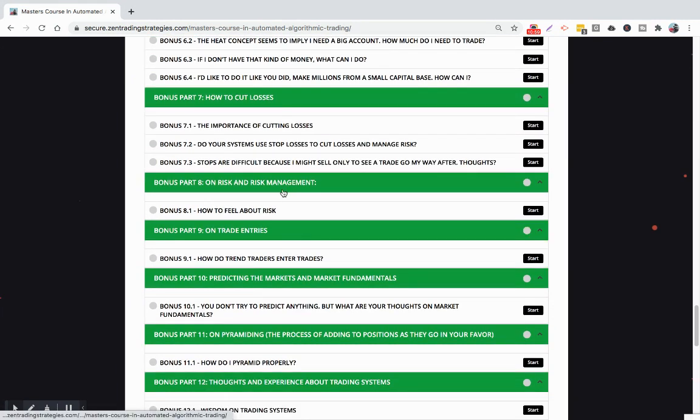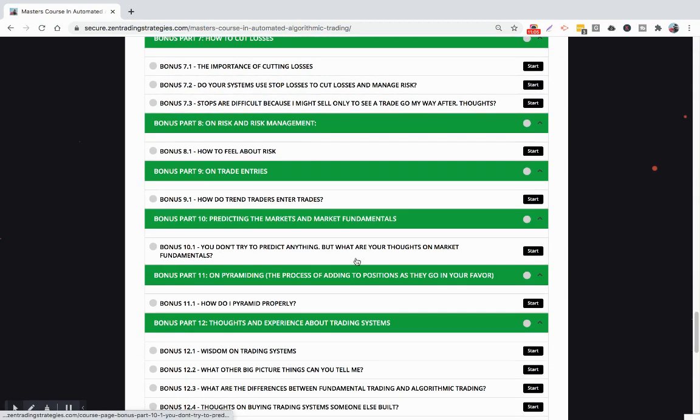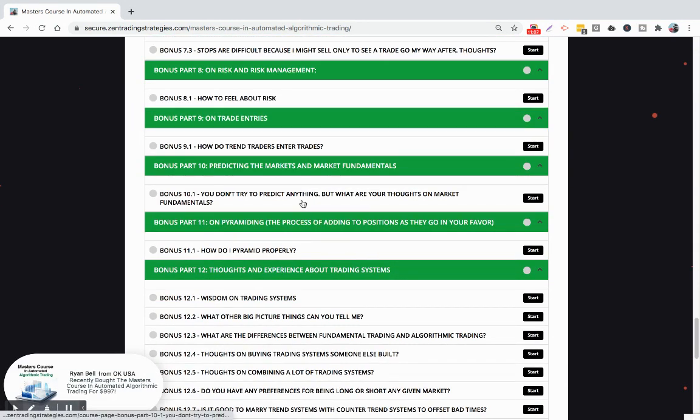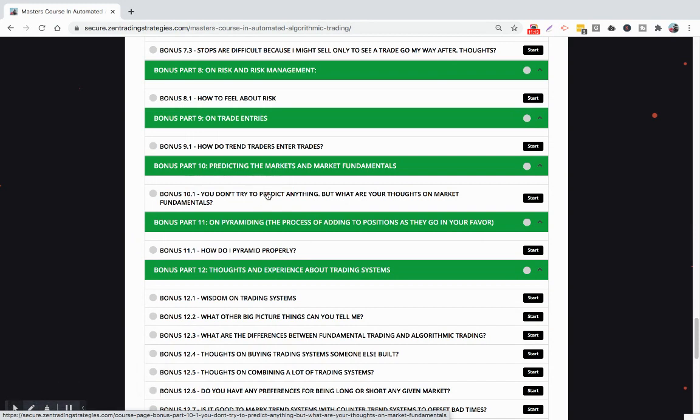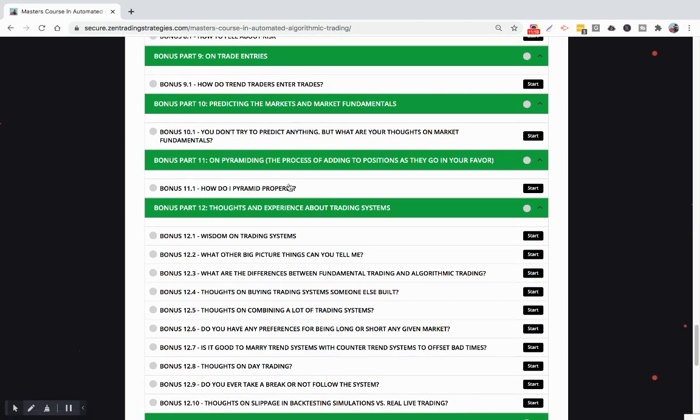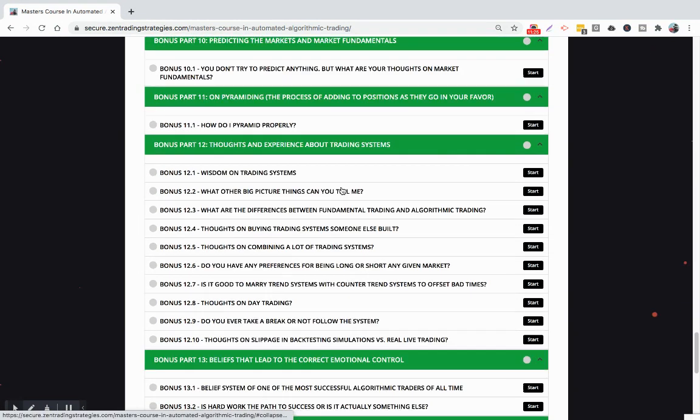You'll learn about risk and risk management, how to feel about risk, trade entries, how trend traders enter trades. You'll learn about predicting the markets and market fundamentals. You'll learn about whether traders that are really, really successful try to predict markets and what their thoughts are on that and on market fundamentals. You'll learn about pyramiding, which is the process of adding to positions as they move in your favor and grow, and how to pyramid properly.